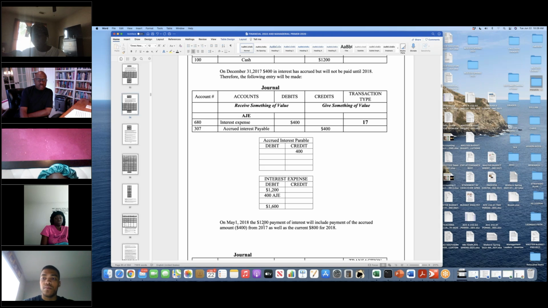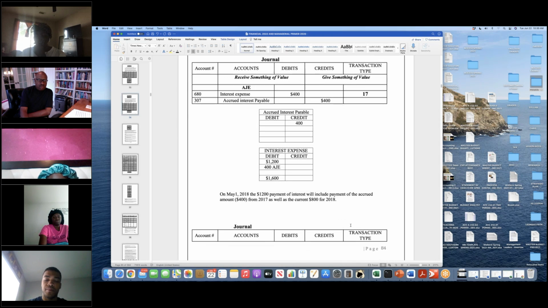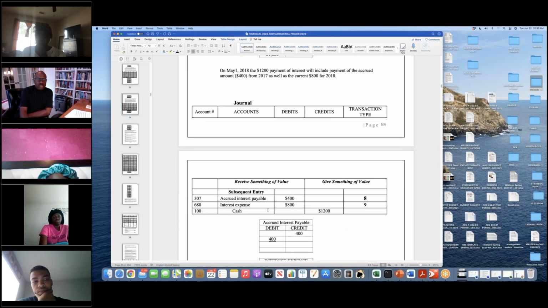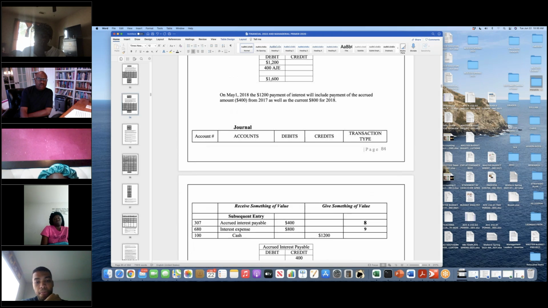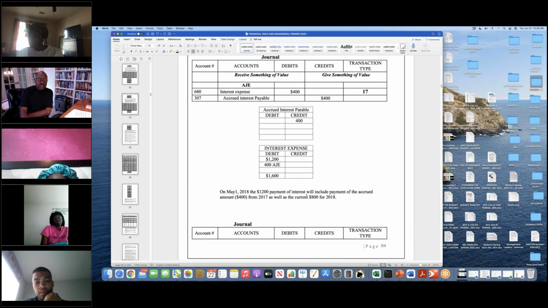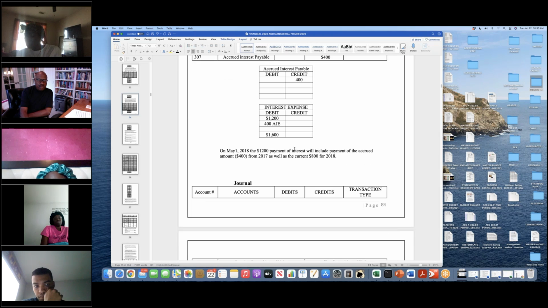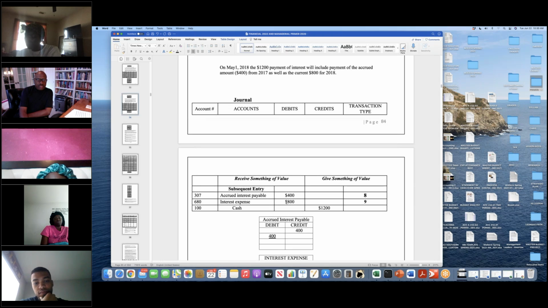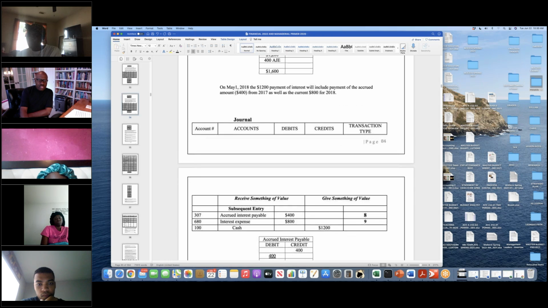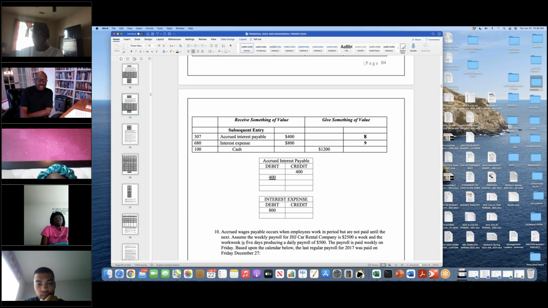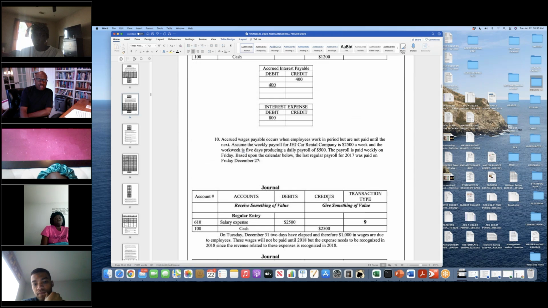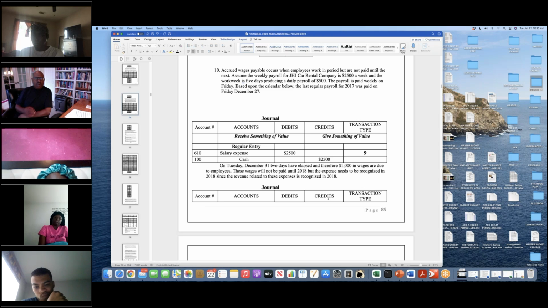On May 1st, when the interest is paid, the payment will include the amount that was accrued before. So we debit accrued interest payable for that $400 that had been accrued. Then we debit interest expense and credit cash. So just look at this. I won't give you one on this, but just look at it. Okay. But let's look at one that you should be more familiar with.